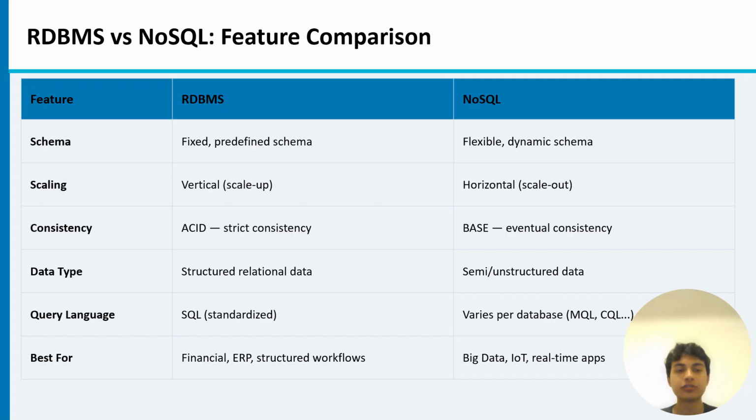Fifth is query language. RDBMS uses SQL, which is called Structured Query Language, while NoSQL uses different query languages depending on the database. Finally, the best use cases. RDBMS is best for systems like banking or finance where accuracy is critical, while NoSQL is best for applications like social media, big data systems, or real-time applications.